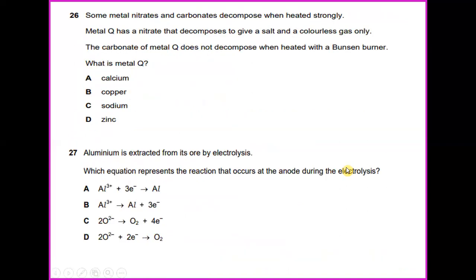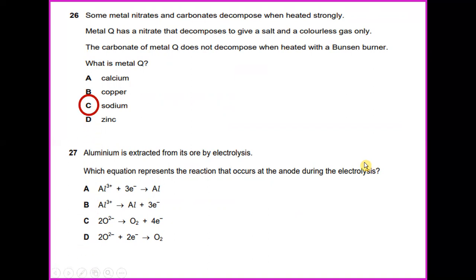26. Some metal nitrates and carbonates decompose when heated strongly. Metal Q has a nitrate that decomposes to give a salt and a colorless gas only. The carbonate of metal Q does not decompose when heated with a Bunsen burner. What is metal Q? So the answer for this will be sodium.